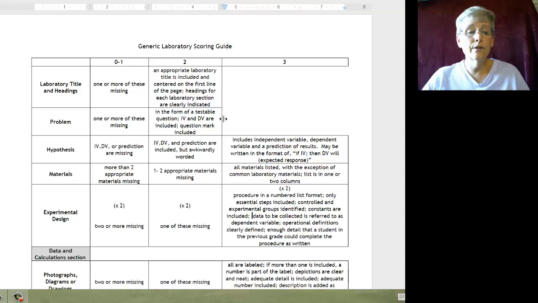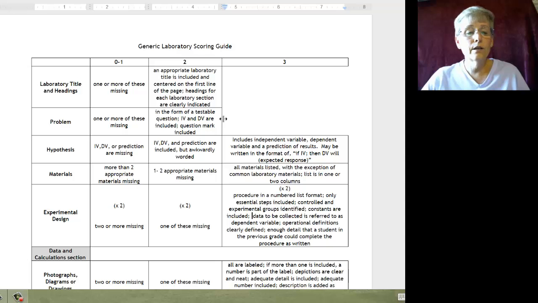The next heading is materials. You're going to have all of your materials listed with the exception of common laboratory materials, and the list is going to be in 1 or 2 columns. Okay, so the exception of common laboratory materials. You don't need pens, pencils, calculators, you don't need your laboratory notebook, you don't need lab tables, you don't need anything that would be understood to be used in any laboratory. It can be in 1 column or it can be in 2 columns. It may not be in one big blob with commas in between them.